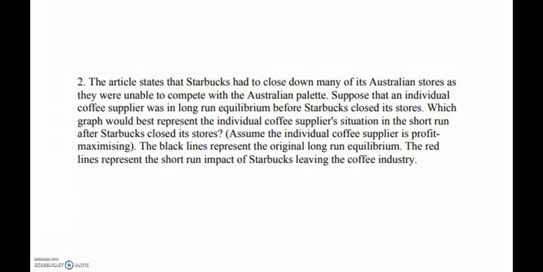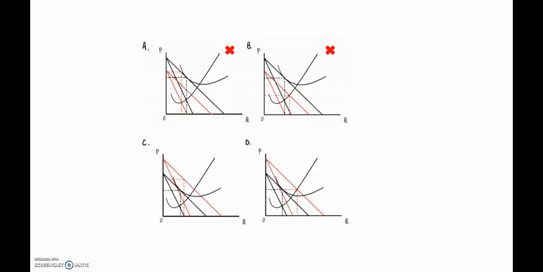Question 2 asks us which graph represents the short-run effect of Starbucks, a major producer, leaving the market. If a major producer leaves the market, the demand for that producer's product would be absorbed by other firms in the market. Hence, the demand curve for each individual supplier would increase. By this concept, answers A and B are eliminated, as they show a decrease in demand for individual coffee suppliers. Answer D shows an increase in demand identical to that of answer C.